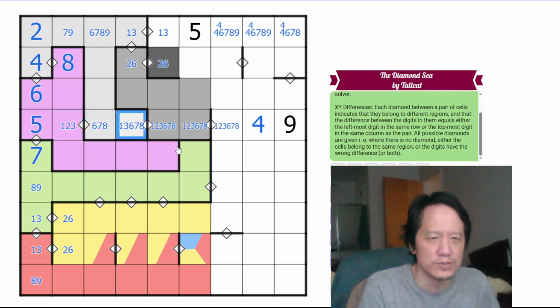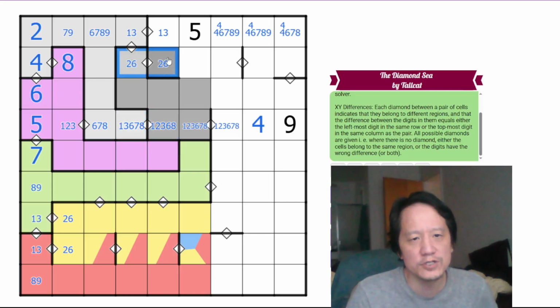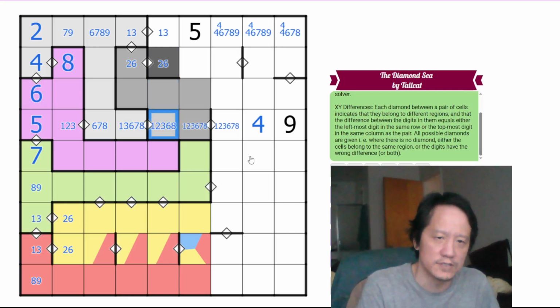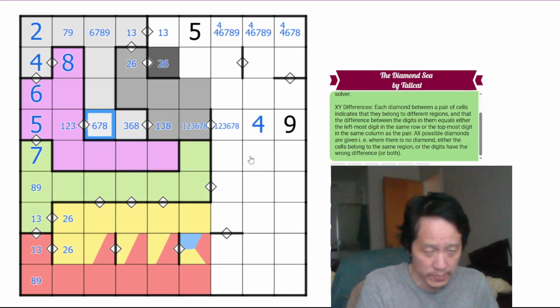This can't be 2, so this can't be 7 here. This 2, 6 pair sees this cell here. So this can't be 2 or 6, which the 6 eliminates 1 here. The 2 eliminates 7 here.